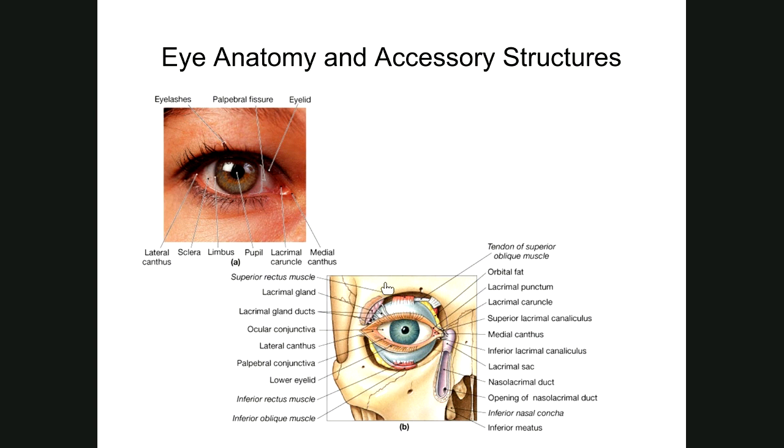Lacrimal glands are located on the superior lateral aspect of the eye. There it is again. And produce about 1 ml of lacrimal fluid or tears per day. These tears reduce friction because it's slippery and has mucus, removes debris, it sticks in the fluid, prevents bacterial infection because we're going to see that there's an enzyme in there, and provides nutrients and oxygen to the conjunctiva.